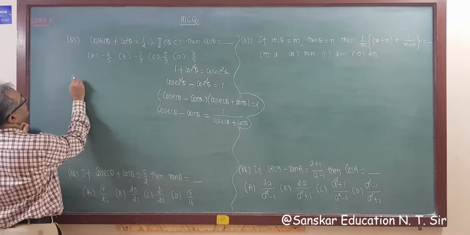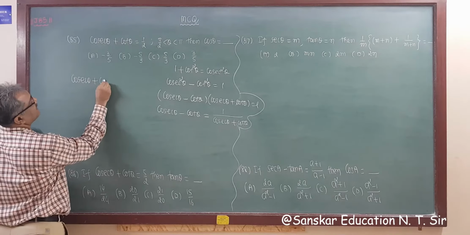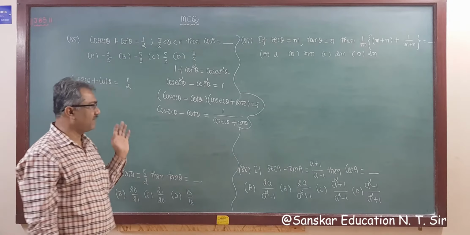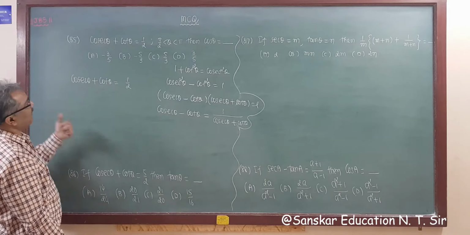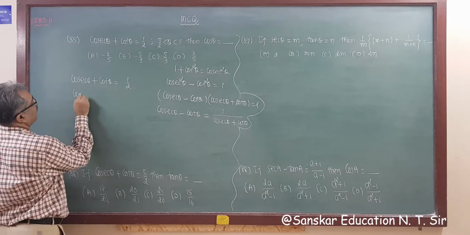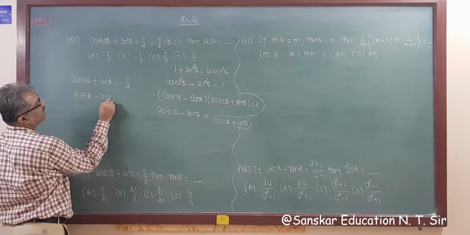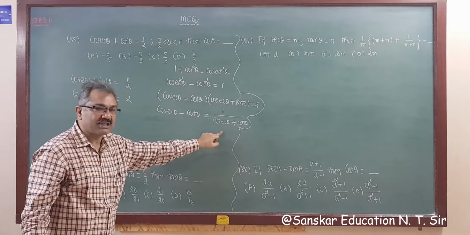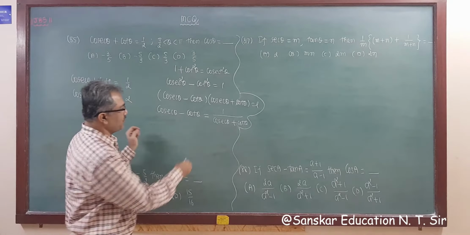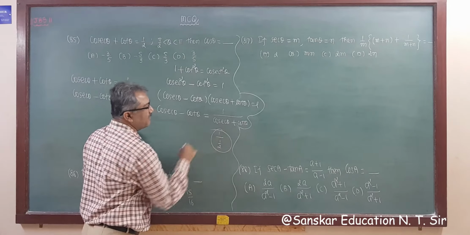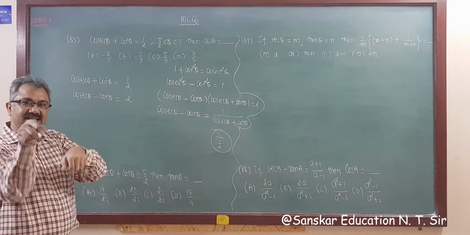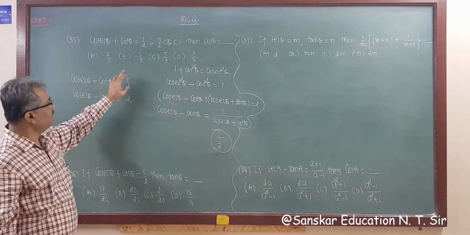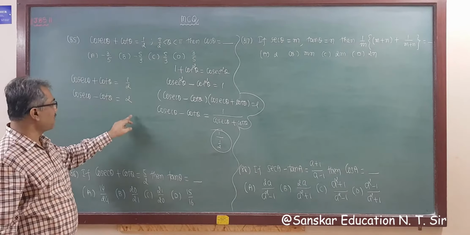So what is given here? It is given cosec theta plus cot theta is equal to half. So cosec theta minus cot theta is 1 upon cosec plus cot, that is 1 upon 1 upon 2. So this becomes 2. We have to take the reciprocal: cosec minus cot is the reciprocal of cosec plus cot. So the reciprocal of 1 upon 2 is 2.